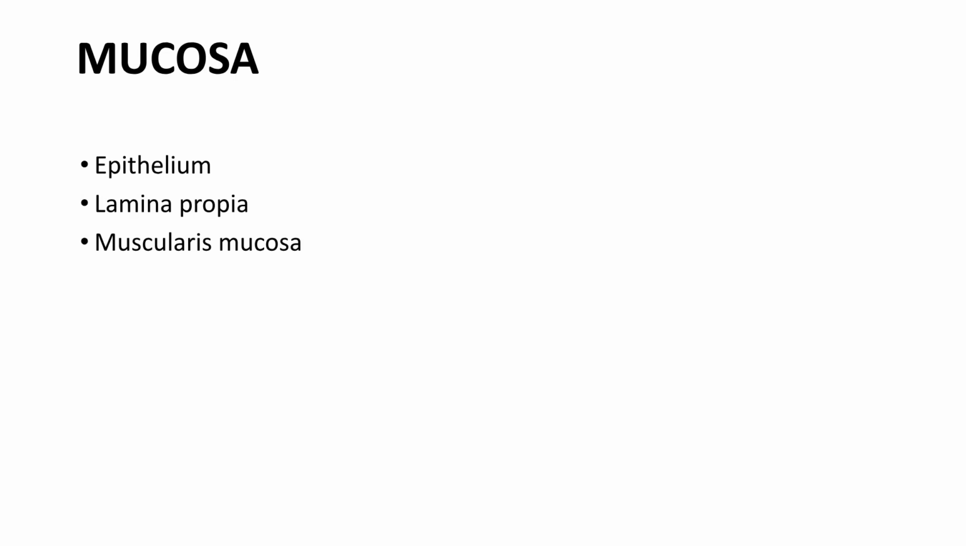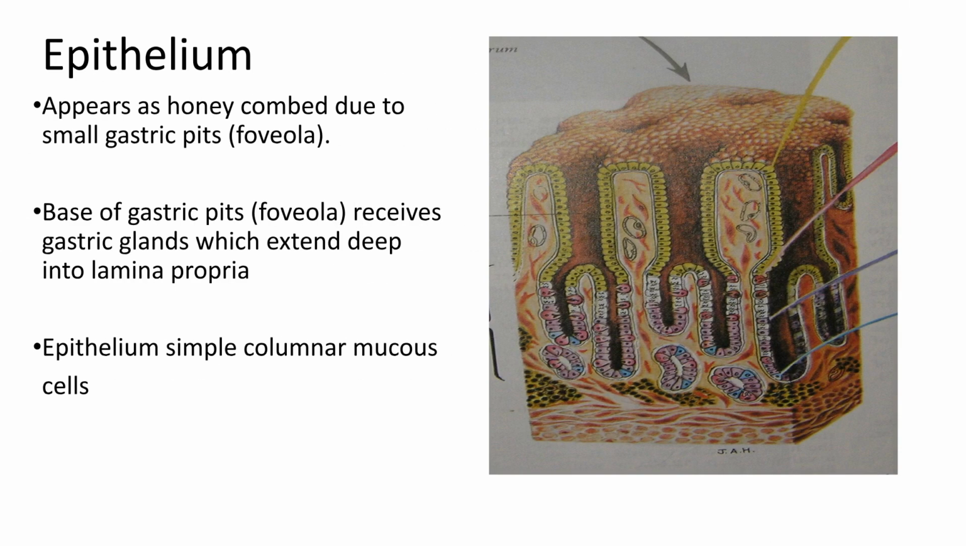The mucosa consists of 3 layers: epithelium, lamina propria, and muscularis mucosa. The epithelium appears honeycombed due to small gastric pits, called foveolae. The base of these pits receives gastric glands that extend deep into the lamina propria. The epithelium is composed of simple, columnar mucous cells.